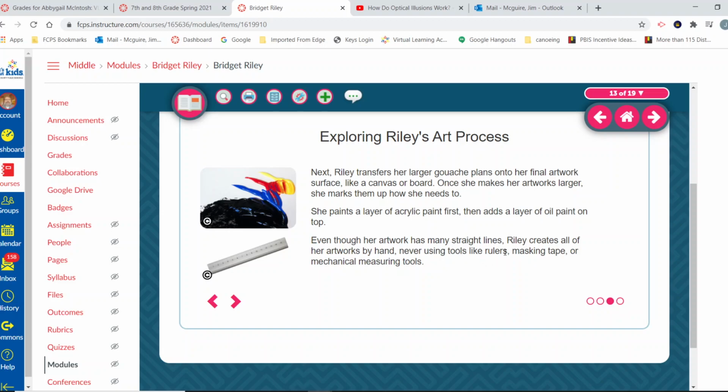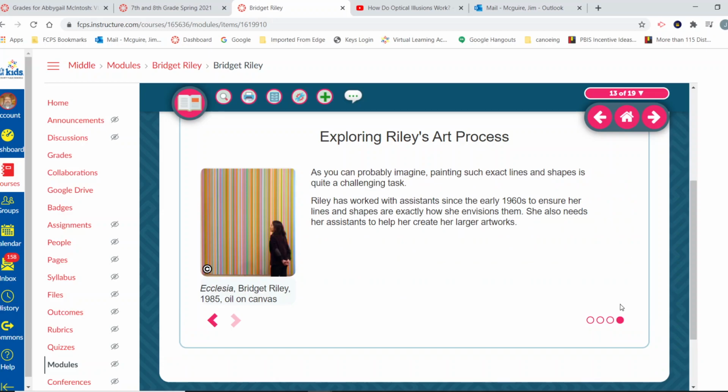And again, they're talking about how she never uses rulers, masking tape, mechanical measuring tools, the things that you would assume anyone making all these perfectly spaced things with perfectly circular things would have to be using some type of tool. As you can probably imagine, painting such an exact line and shape is quite a challenging task. Riley has worked with assistants since the early 1960s to ensure her lines and shapes are exactly how she envisions them. She also needs her assistants' help to create those large artworks.